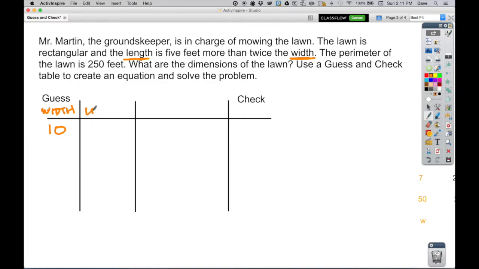All right, so now I can jump to the length. And this is the part, hopefully now, which is easier. The length is 5 more feet than twice the width. So twice the width would be 20, 2 times 10, and 5 more than that would be 25. All right, now we've got a width of, let's actually draw this out. Here's our rectangular lawn, 10 by 25.